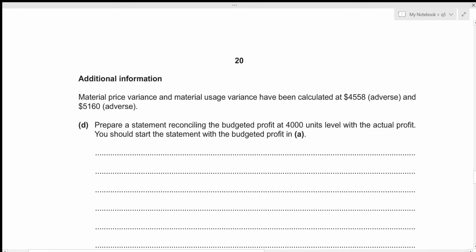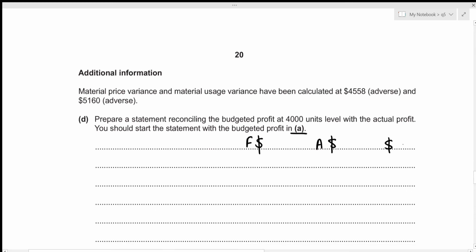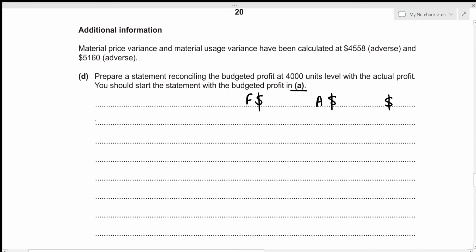Okay, we're given additional information. Material price variance and material uses variance have been calculated at 4,558 adverse condition and 5,160 adverse condition. Now for the fourth part of this question, we need to prepare a statement reconciling the budgeted profit at 4,000 units level with the actual profit. And we will be starting the statement with the budgeted profit in part A. All right. So we actually require 3 columns. The first one would be to record for all of our favorable conditions. The second one would be to record for all of our adverse conditions. And the third one would be the total. And we were told to start from the budgeted profit.